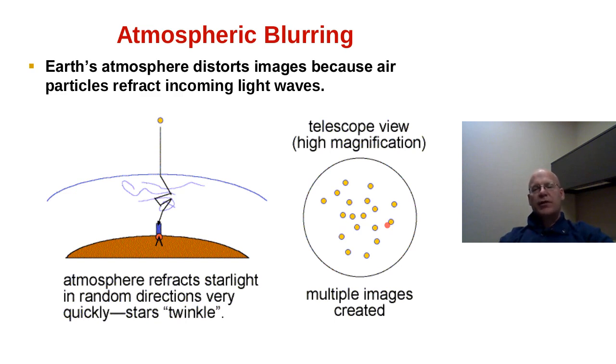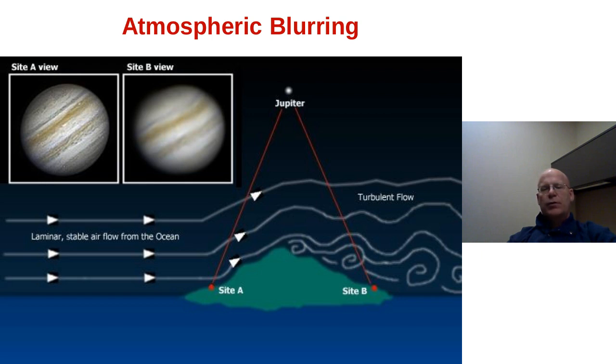We call this atmospheric blurring. So we build telescopes as high as we can. We shoot them into space to get rid of this atmospheric blurring. That's not the only reason we shoot them into space, but that's the reason for the Hubble. It uses visible light, and so we launched it into space to get rid of this atmospheric blurring.